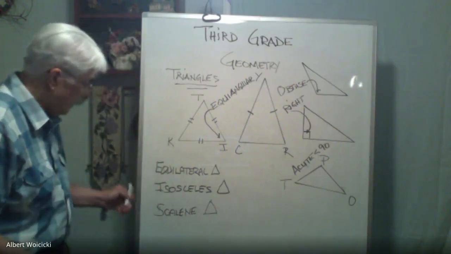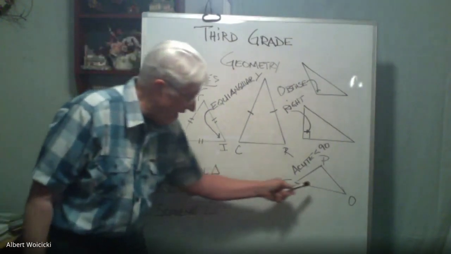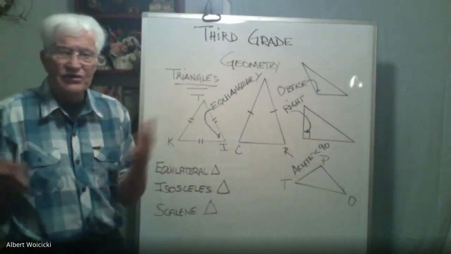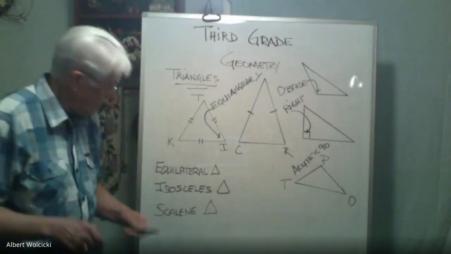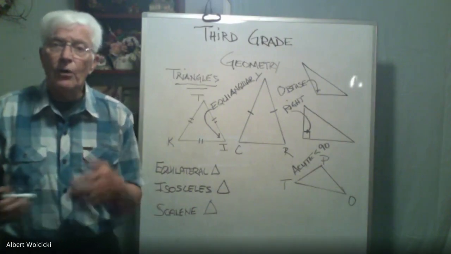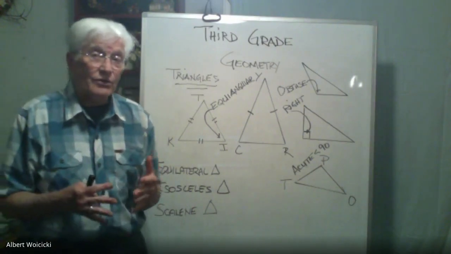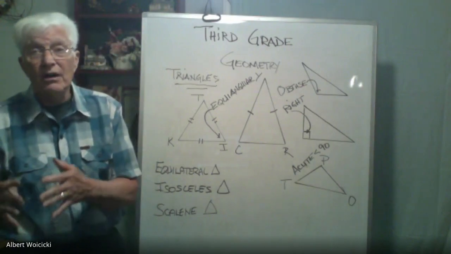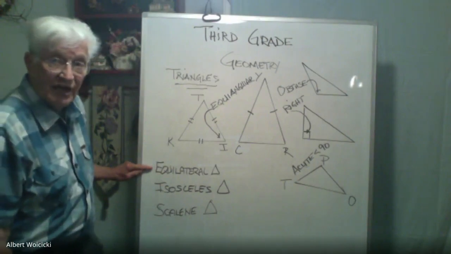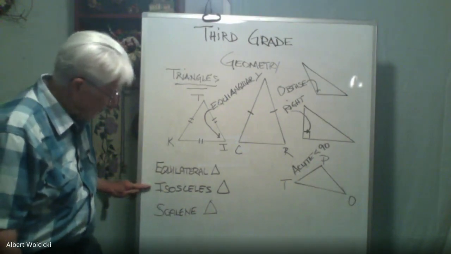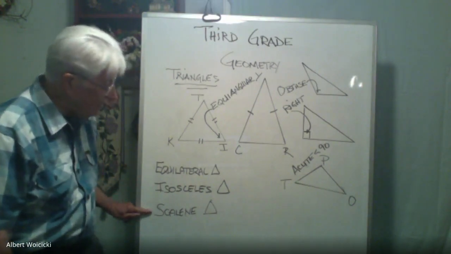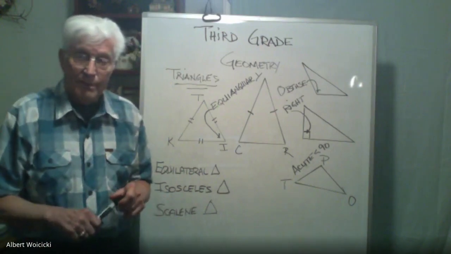All right, now, lastly, what do I have if a triangle has no sides the same? They're just three sides of a triangle and they're just different. Well, that one is called scalene. Scalene. So we have three types of triangles that are named based on the number of sides that are equal. Equilateral, all sides the same. Isosceles, two sides the same. And scalene, no sides the same.